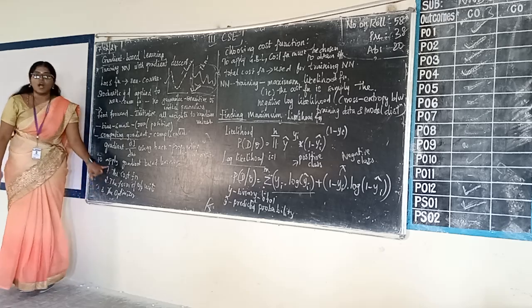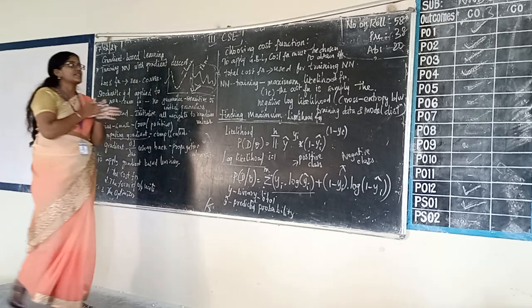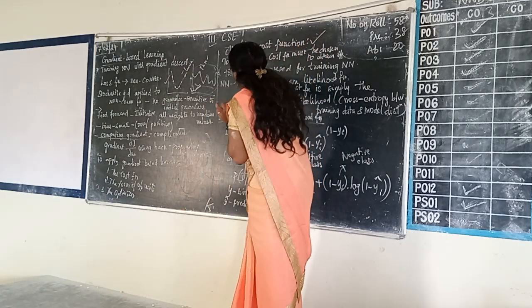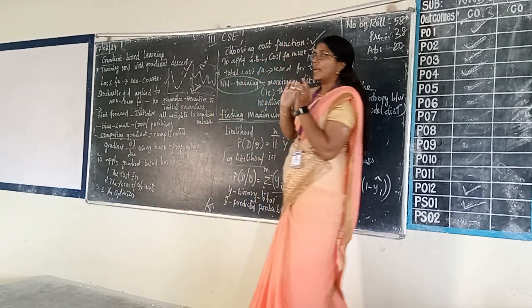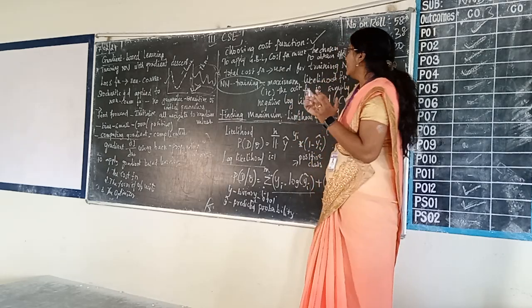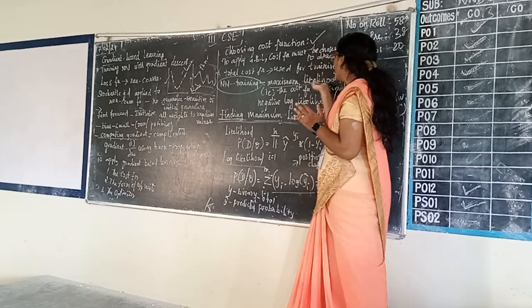So let us move on to the first step, choosing the cost function. Normally for any kind of neural network, in order to train the model, the common one used is maximum likelihood.